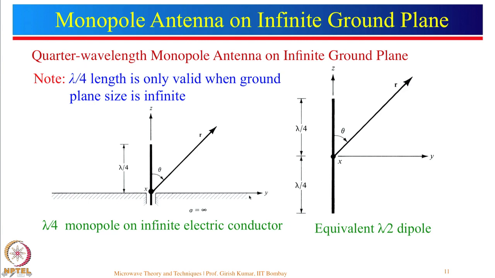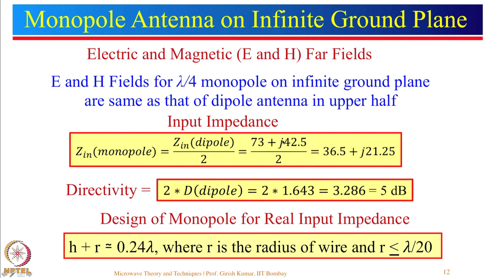However, in reality, we never ever have a infinite ground plane. So I just want to mention for finite ground plane, this length will always be greater than lambda by 4. So this lambda by 4 monopole on infinite ground plane is equivalent to lambda by 2 dipole, because there is a mirror image of this particular lambda by 4 antenna. So let's see what are the different parameters for monopole antenna on infinite ground plane.